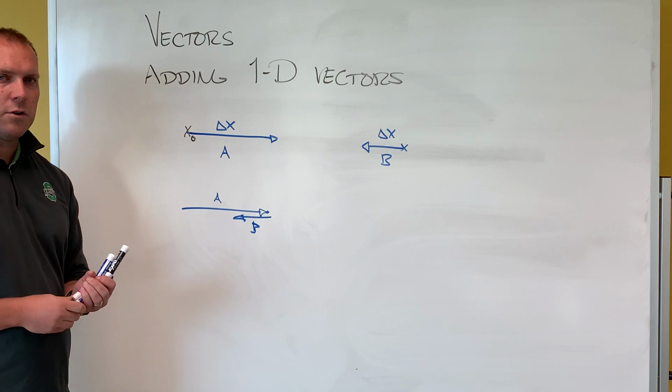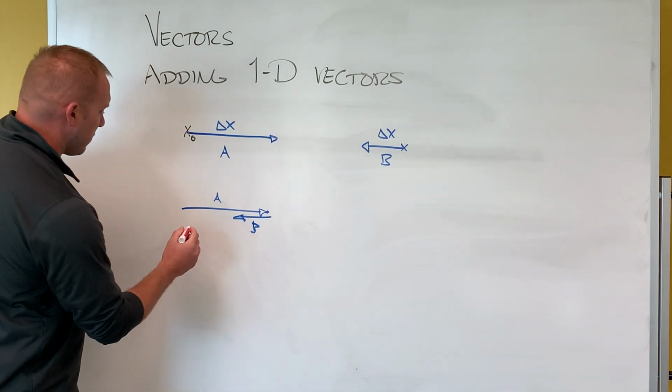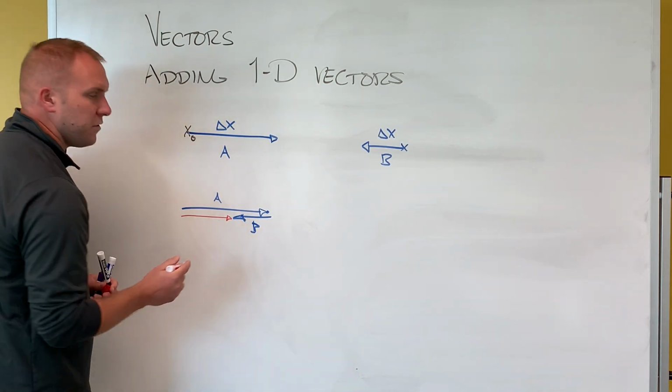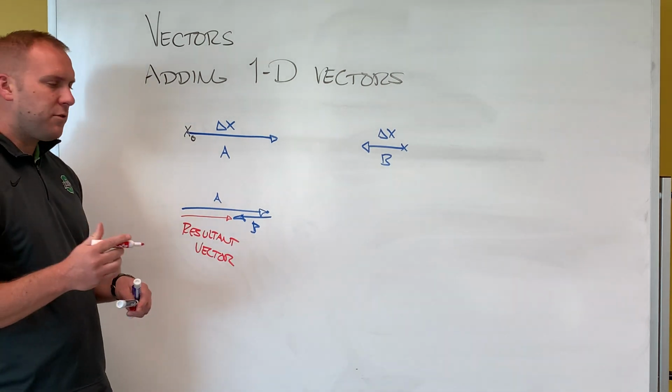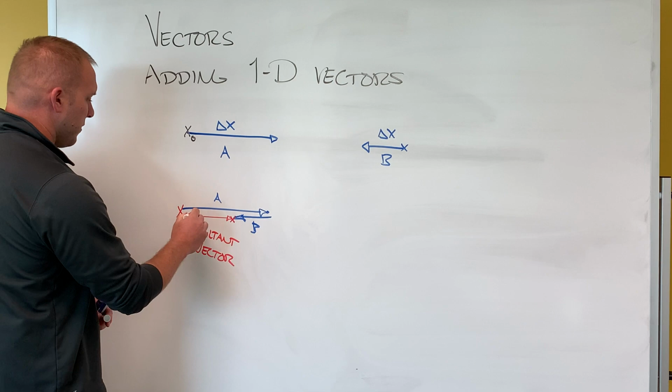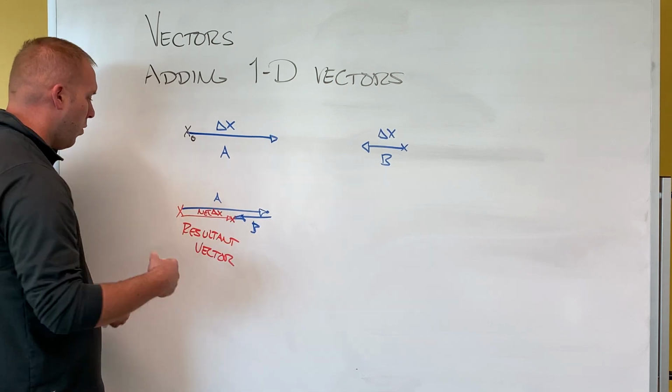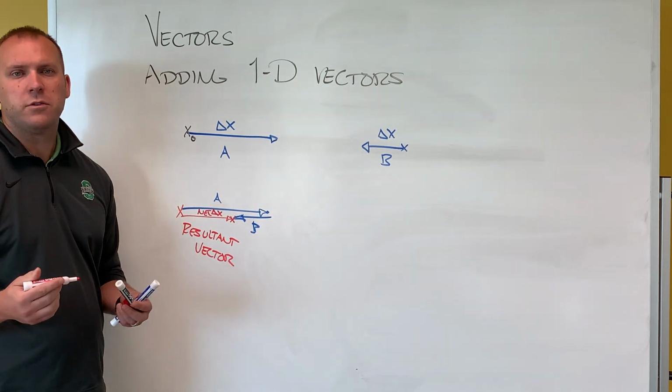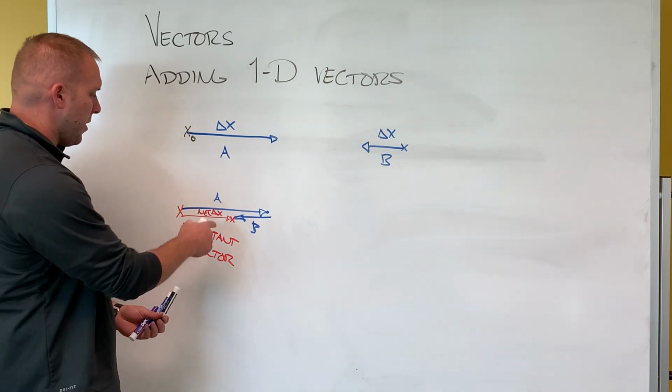And then the answer, when we add vectors together, is called either the net vector or the resultant vector. And that is always drawn from where I started to where I finished. Right? So this is my net displacement, or the total displacement, or the resultant displacement, would be represented by this red arrow here.